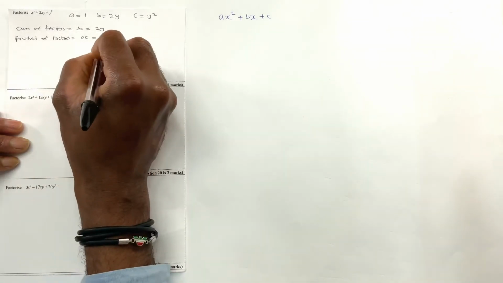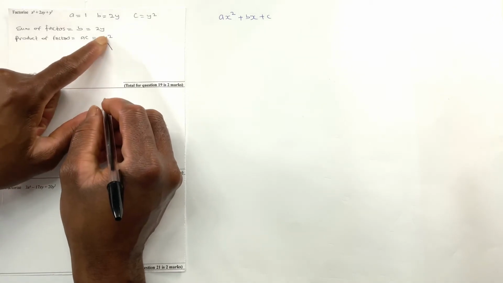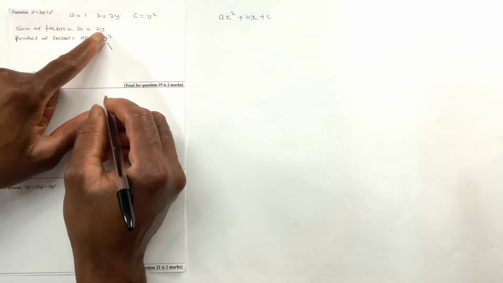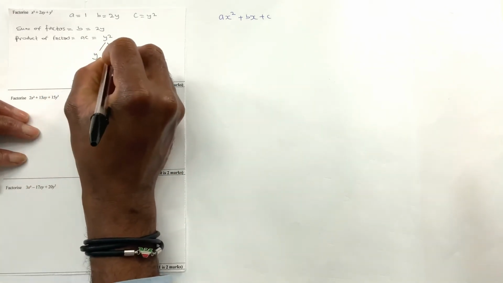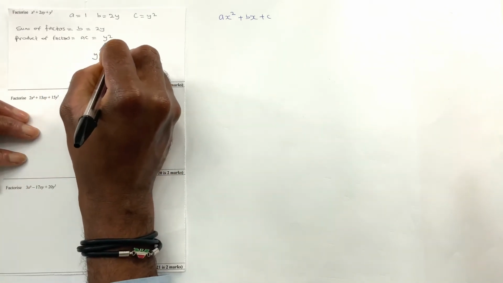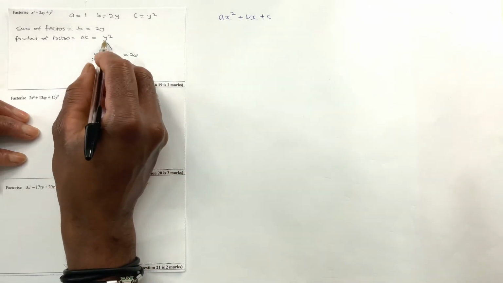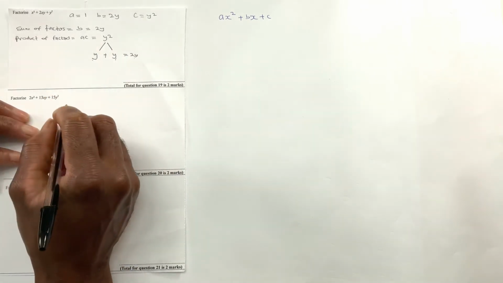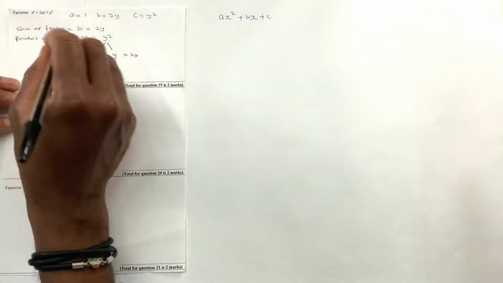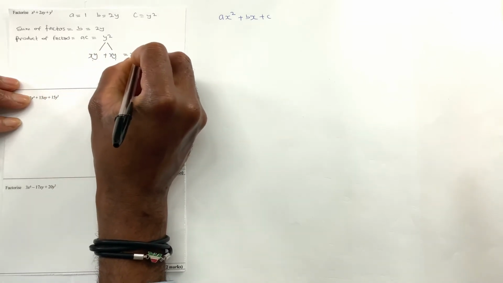I need two factors. When I multiply them together, they give you y squared. When I add them together, I get 2y. So that'll be y plus y equals 2y. Y times y, y squared, y plus y, 2y. And that equals b. All I now need to do is put x here, x there, so I get 2xy.